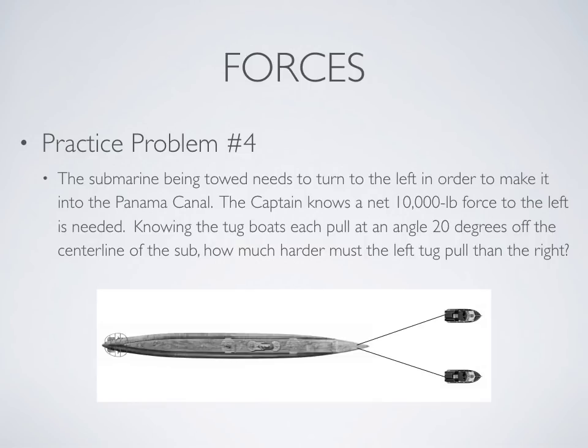All right. Here's another problem. This one is a little more challenging. We want the net force of these 2 tugboats to be 10,000 pounds to the left. So what I want to say is that we need to pull to the left or up with 10,000 pounds. We need the resultant in the y direction to be 10,000 pounds. So I told you that each tugboat pulls at 20 degrees off the center line of the sub. How much harder must the left tug pull than the right to create a net difference of 10,000 pounds?